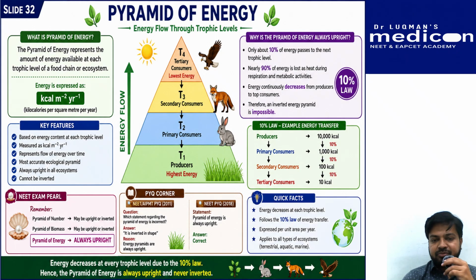Okay. Quick facts. Energy decreases at each trophic level, follows the 10% law of energy transfer, and is expressed per unit area per year. It applies to all types of ecosystems: terrestrial, aquatic and marine. Energy decreases at every trophic level due to the 10% law. Hence the pyramid of energy is always upright and never inverted.